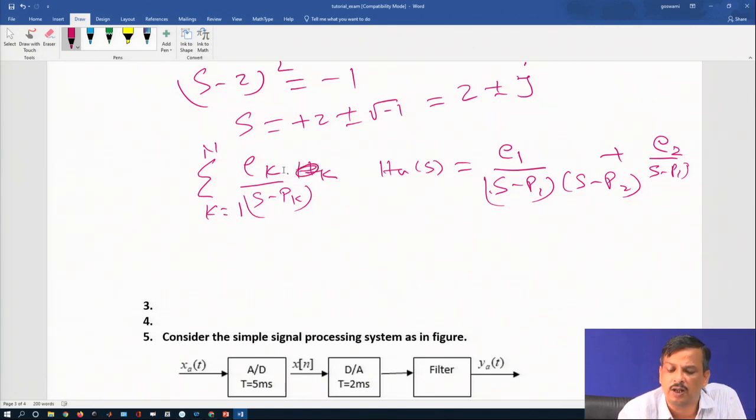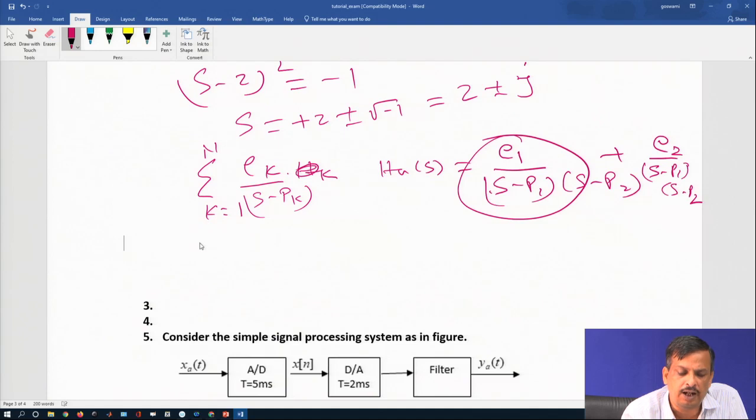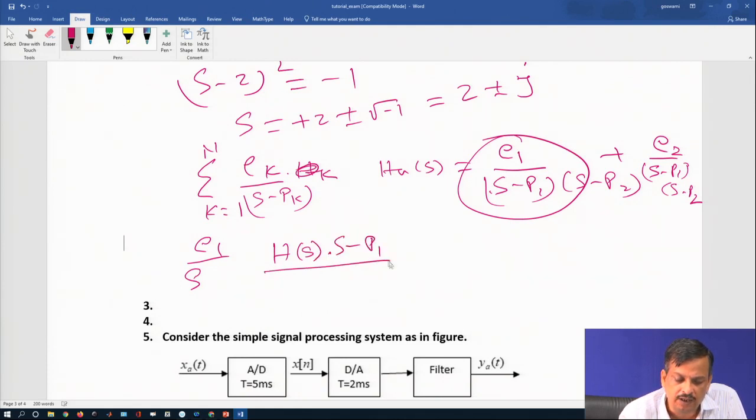Okay. So, C1 P1 divided by S minus P2. Now, how do I get the value of C1? I know that C1 by S1. So, I can say that H of S into S minus P1 at S equal to P1 gives me the C1 value.